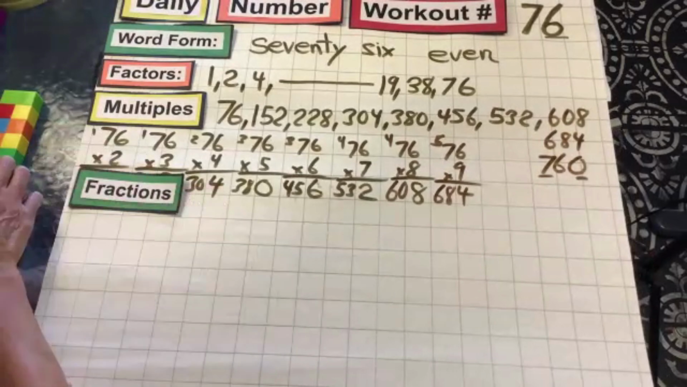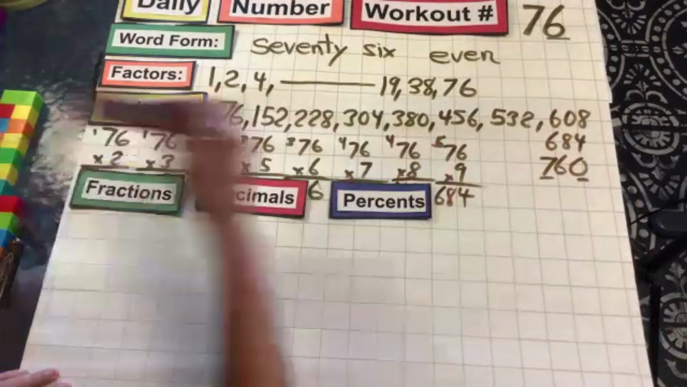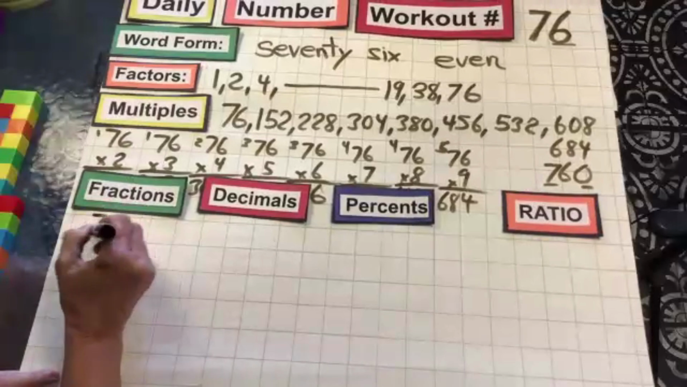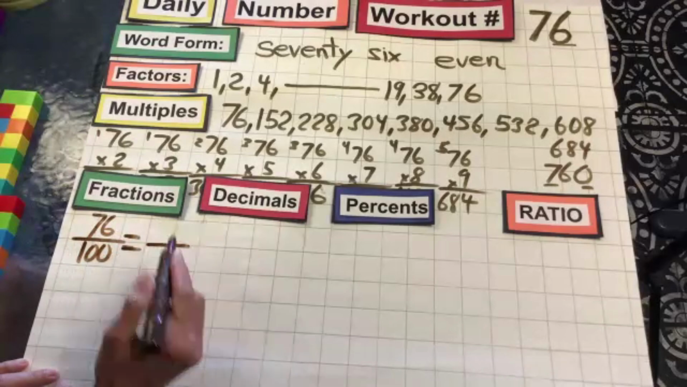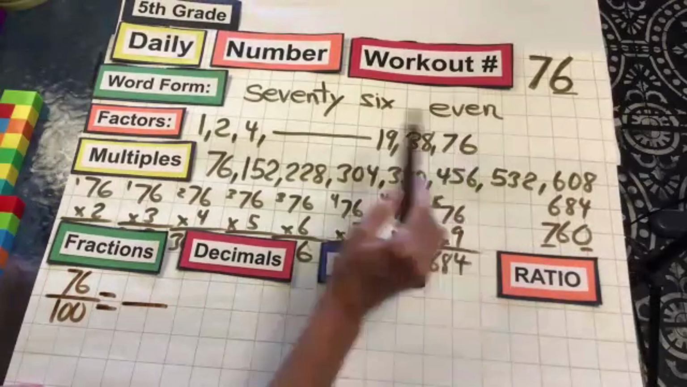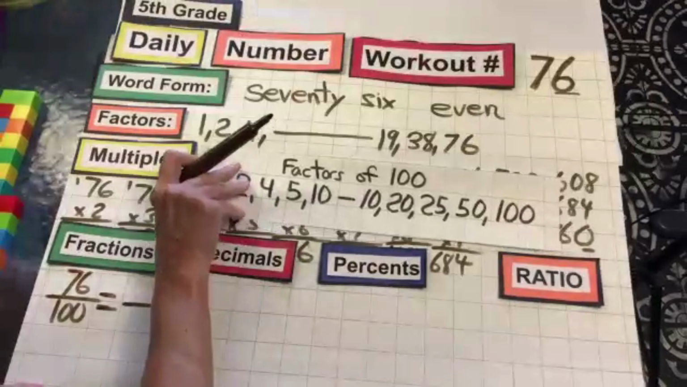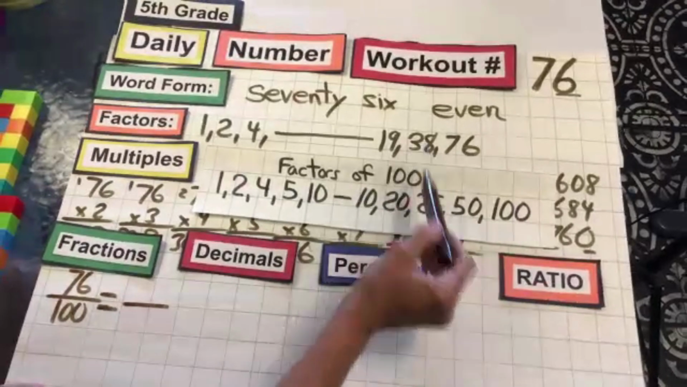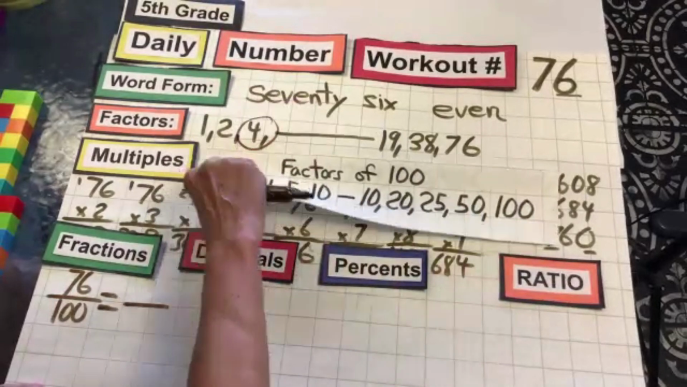I'm just going to cover these up because you should have it all written down and you were just checking along with me. So you've got to keep up. All right, so we know today is 76 out of 100. And we know that we're going to have some factor pairs. So 76 does not go into 100 evenly. So let me get out my factors of 100. So 76 is not on both of them. 38 is not on both of them. 19 is not. 4 is. So 4 is the greatest common factor.